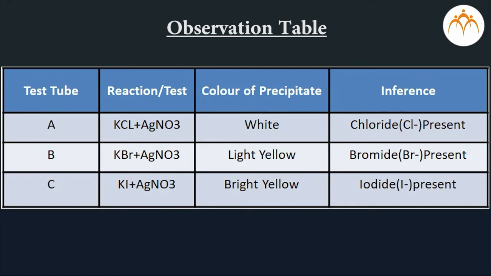All these elements are from one group. Why? Because when they react with silver nitrate, they form a precipitate. Though they are of different color, precipitation is an indicator of 17th group elements.